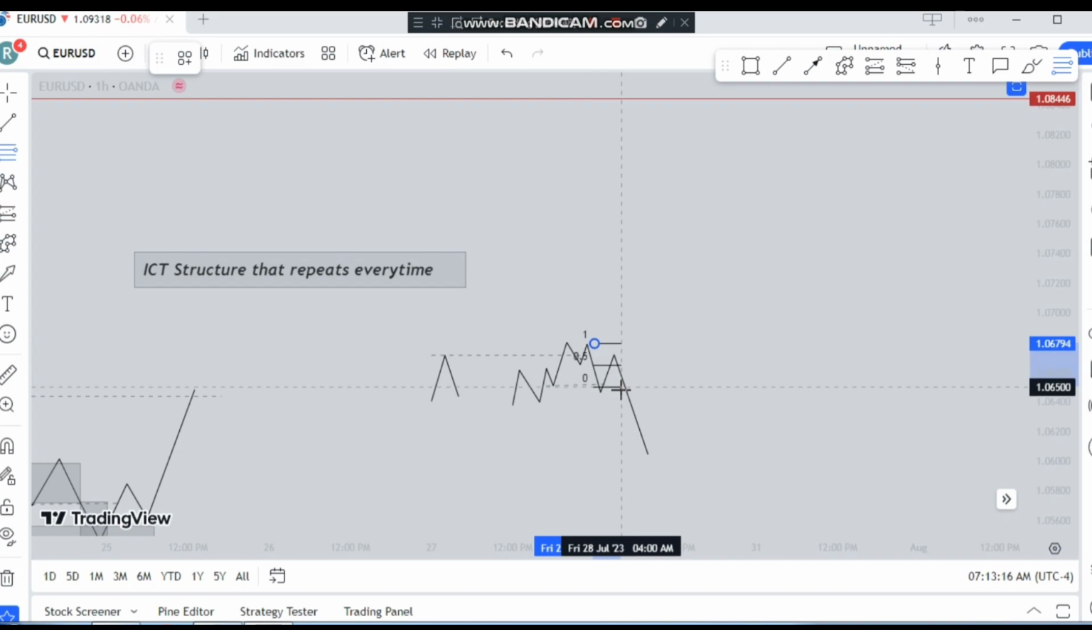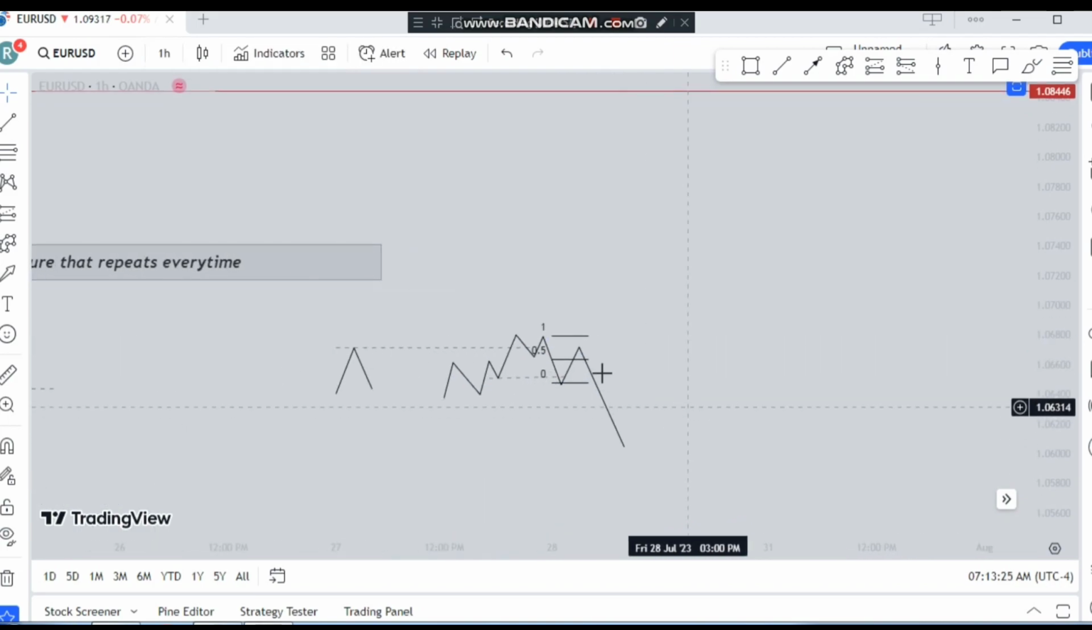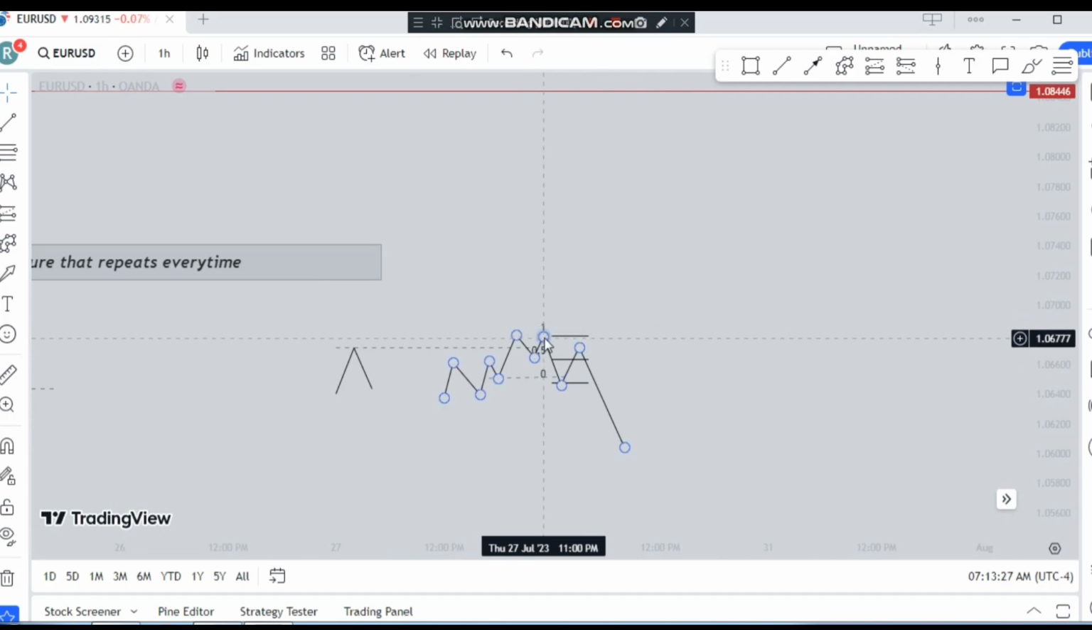And see, once the price goes up to the 0.5 fib level, then you can get your entry and your stop loss will be above here, and you can see it will go down. And one more thing, this shouldn't go above it. This should remain below this swing high.